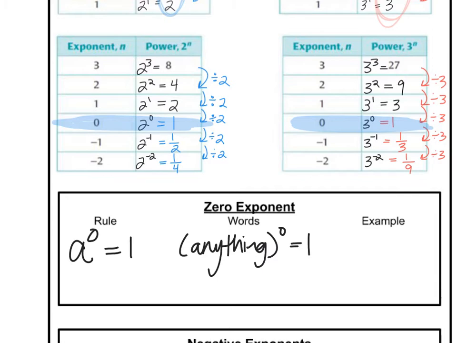Here are 2 examples. 2 raised to the 0 is 1. You could also have variables raised to the 0 power like x raised to the 0, still 1. It's not an exponent of 1, it's the entire thing. I'm going to highlight it in your table. If you don't see it, we are looking at these bottom 2 rows. Look at it and see if you can figure out what's the rule.